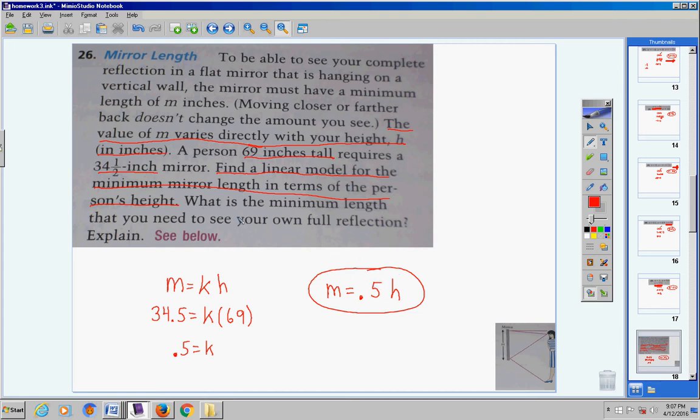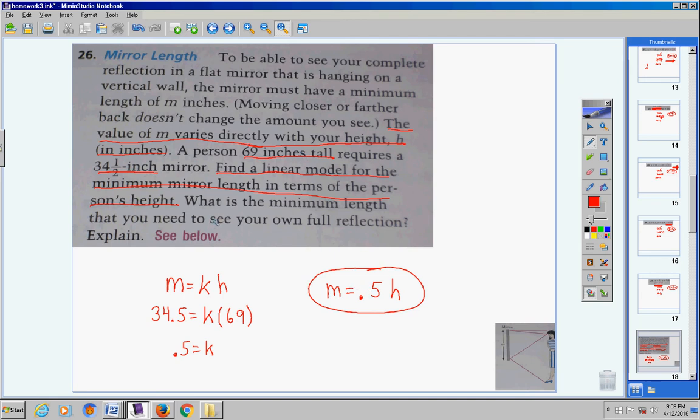Now, oh, by the way, when it says write a linear model, you might be thinking, Mr. Arrow, it did not say to write a direct variation equation. And you're right, it didn't. But remember in your notes, I taught you that a direct variation equation is always linear. I taught you that. And up here it said m varies directly with your height, so I knew I had a direct variation equation, and I knew that was okay, because direct variation equations are linear. So this is my linear model.